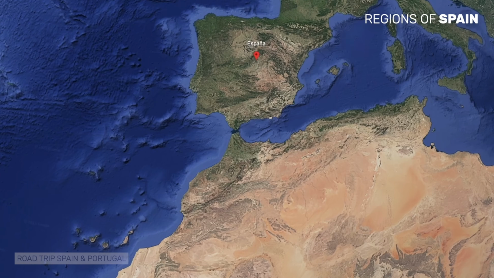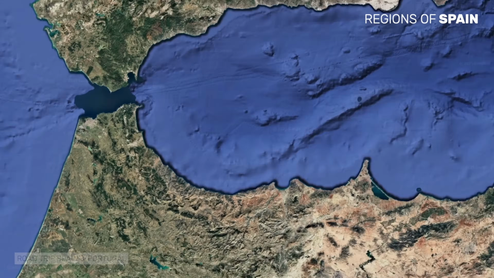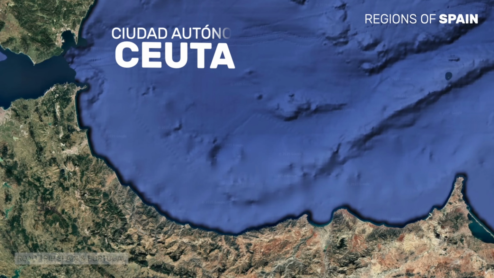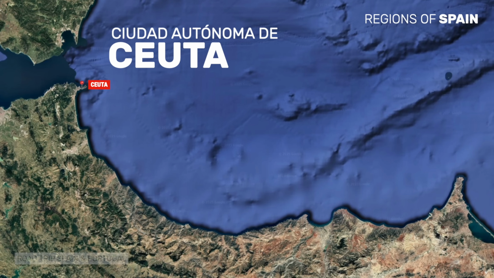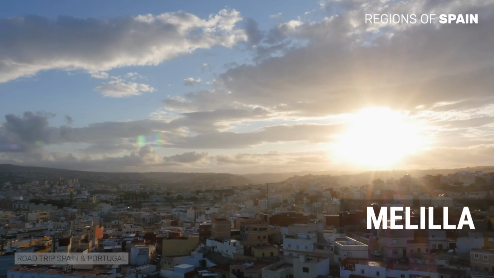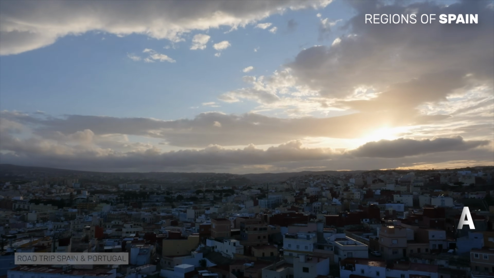The administrative organization of Spain is completed with two small cities on the north coast of Africa, the autonomous cities of Ceuta and Melilla. And with Ceuta and Melilla, we have completed our study of the administrative divisions of Spain and some of the main points of interest in each one of them.